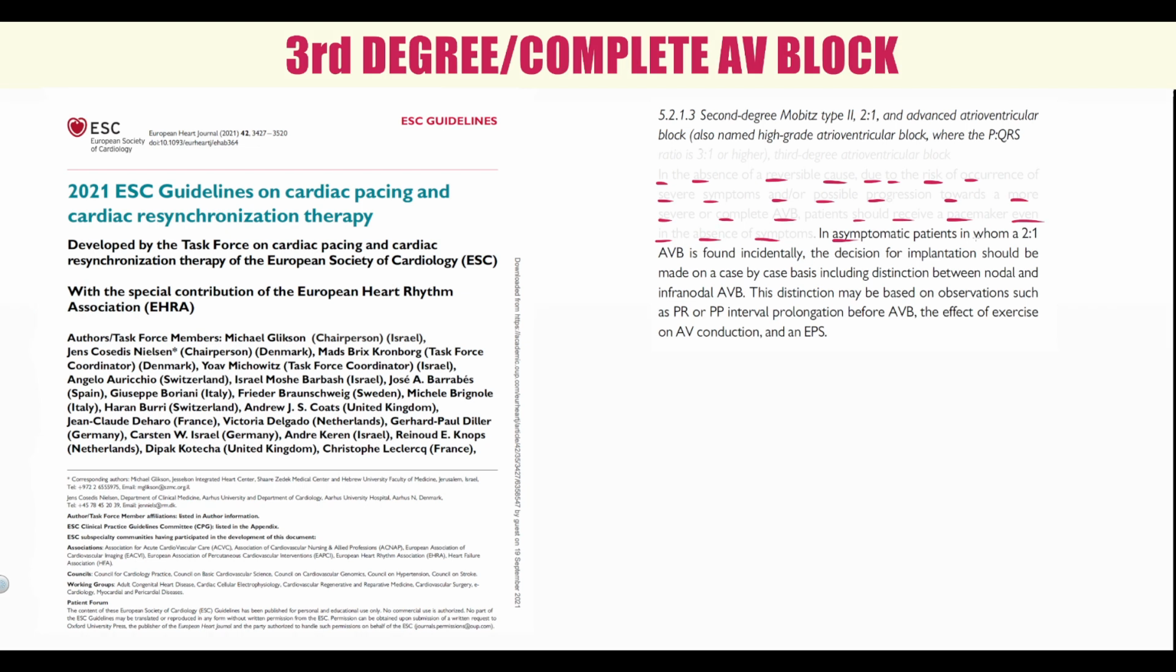In asymptomatic patients in whom 2-1 AV block is found incidentally, the decision for implantation should be made on a case-by-case basis, including distinction between nodal and infranodal AV block. This distinction may be based on observations such as PR or PP interval prolongation before AV block, the effect of exercise on AV conduction, and an electrophysiological study.